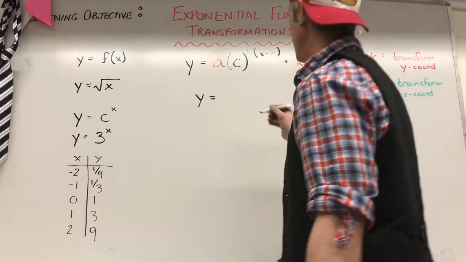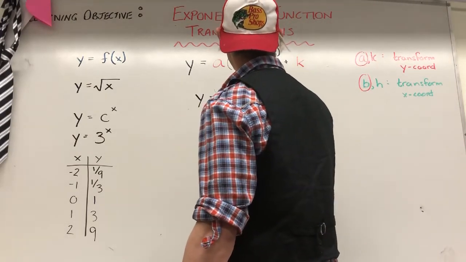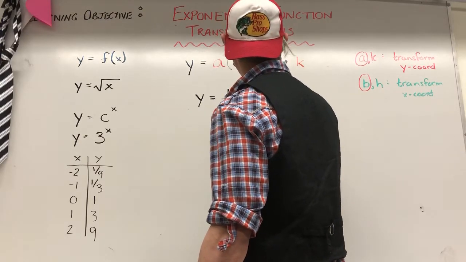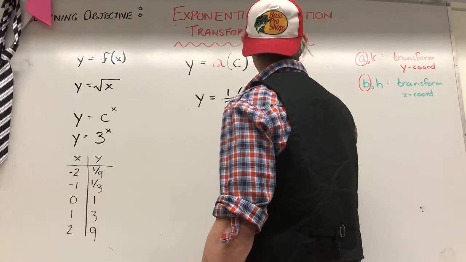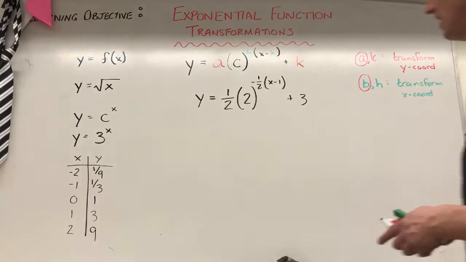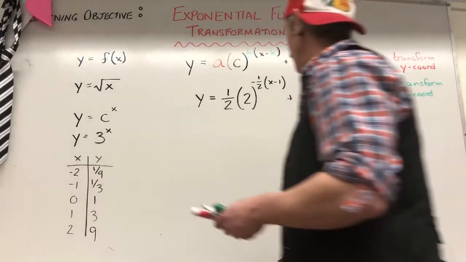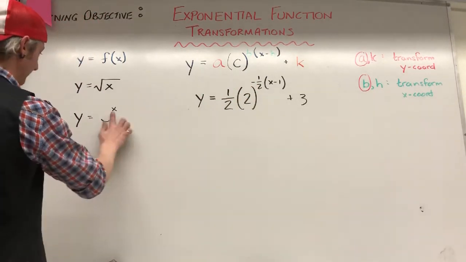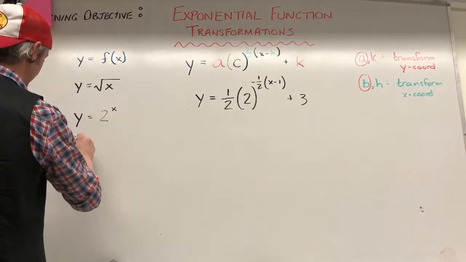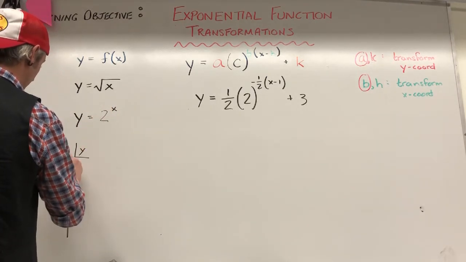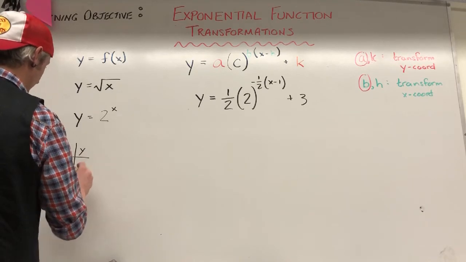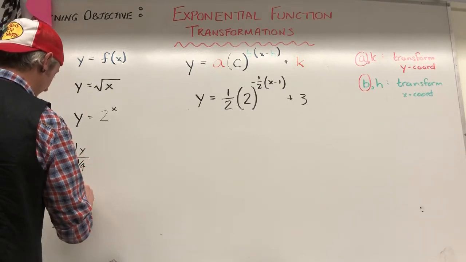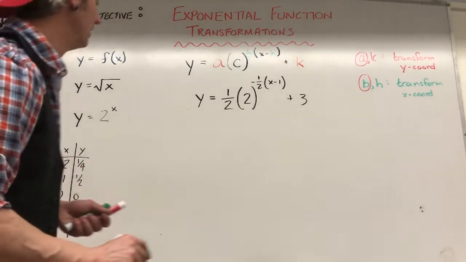So, let's say I had y equals 1/2 times 2 to the negative 1/2 x minus 1, plus 3. My baseline function is 2 to the x, so I'm going to replace that c with 2 here. My table of values, when I go through negative 2, negative 1, 0, 1, 2, is 1/4, 1/2, 1, 2, 4.